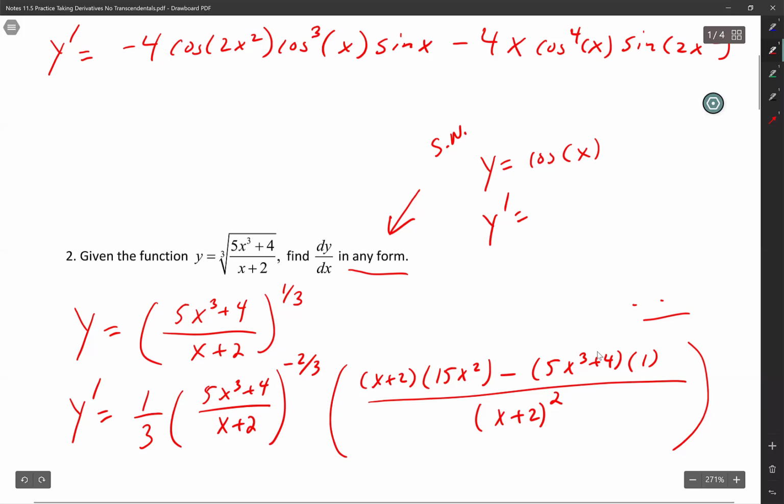y prime equals, the derivative of cosine is negative sine x, and then the derivative of x is 1. See, that's why we don't even talk about it. To be very honest with you, it's actually 1 times dx/dx, because I took the derivative of x with respect to x. But dx/dx is just 1.